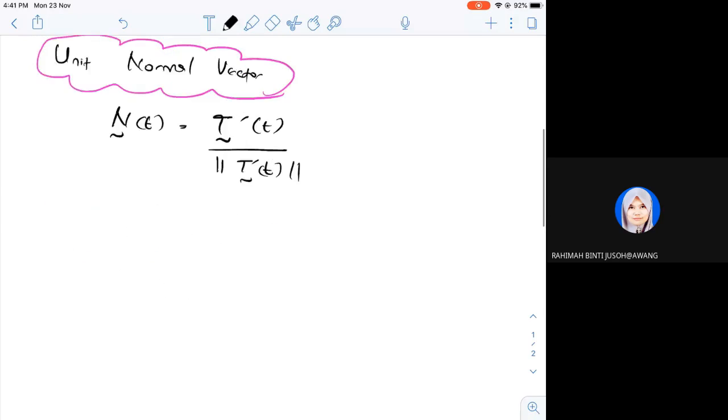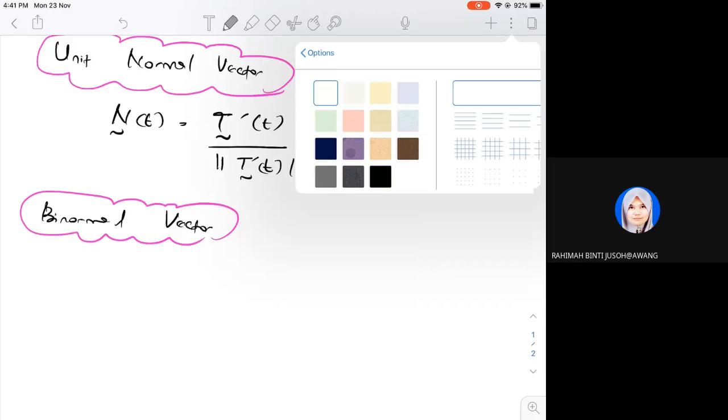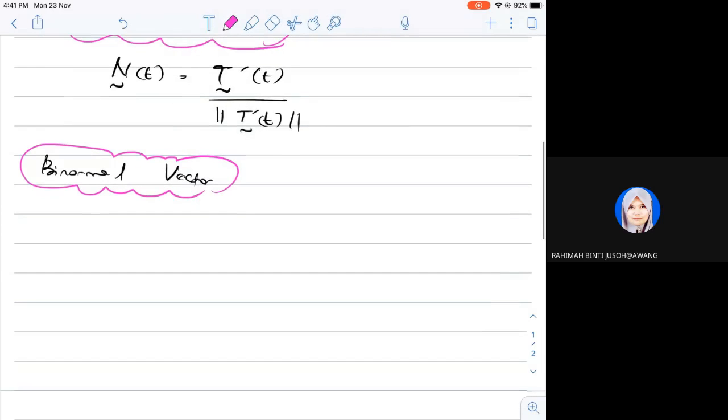And the last one is the binormal vector. Before I forget this, the formula for the binormal vector B(t) equals the unit tangent vector cross product with the unit normal vector. B equals T cross N.